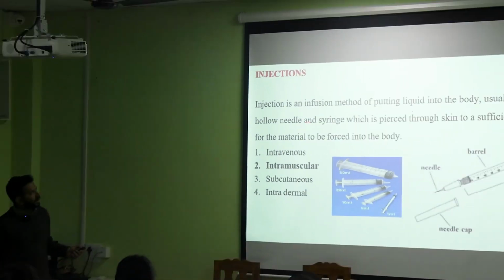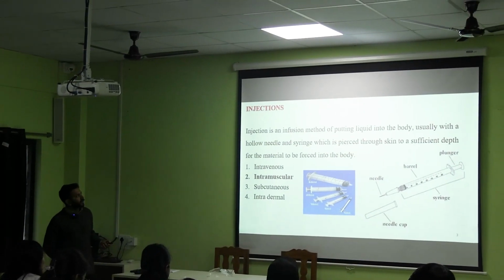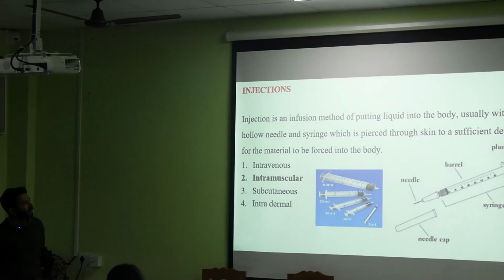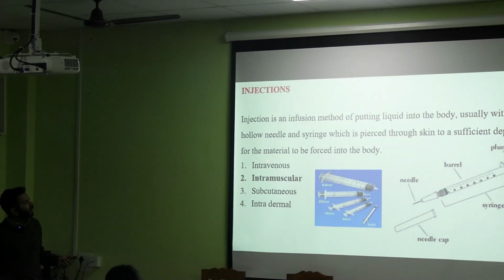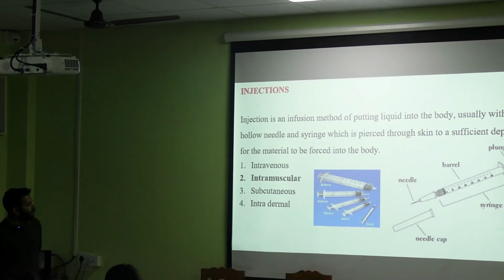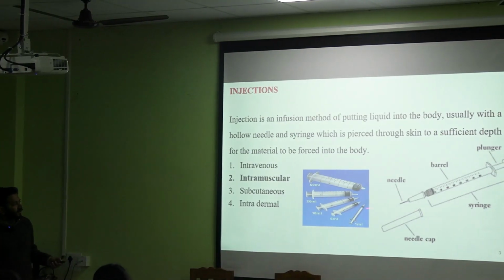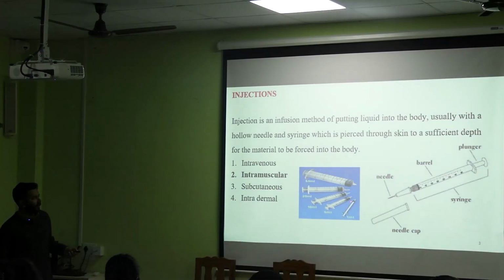Injection is an infusion method of putting liquid into the body, usually with a hollow needle and syringe, which is pierced through skin to a sufficient depth for the material to be forced into the body. The diameter of the needle varies. We'll see that later.